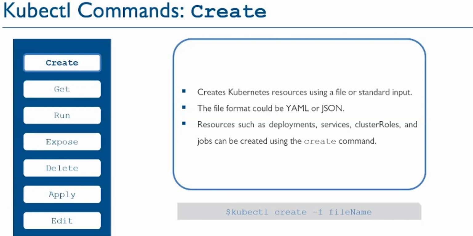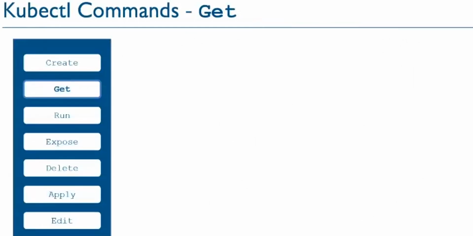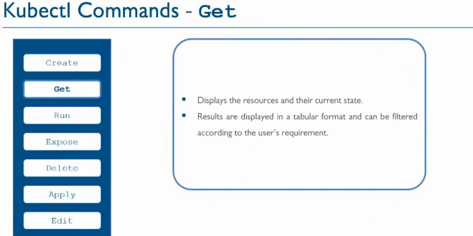If I want to get any resource, I will be running the kubectl get command, for any resource that you want to list. For example, I want to list the pods. I will be running the command kubectl get pods. That will give me the list of all the pods that I'm running. The get command is used to display the resources that are running in the cluster.